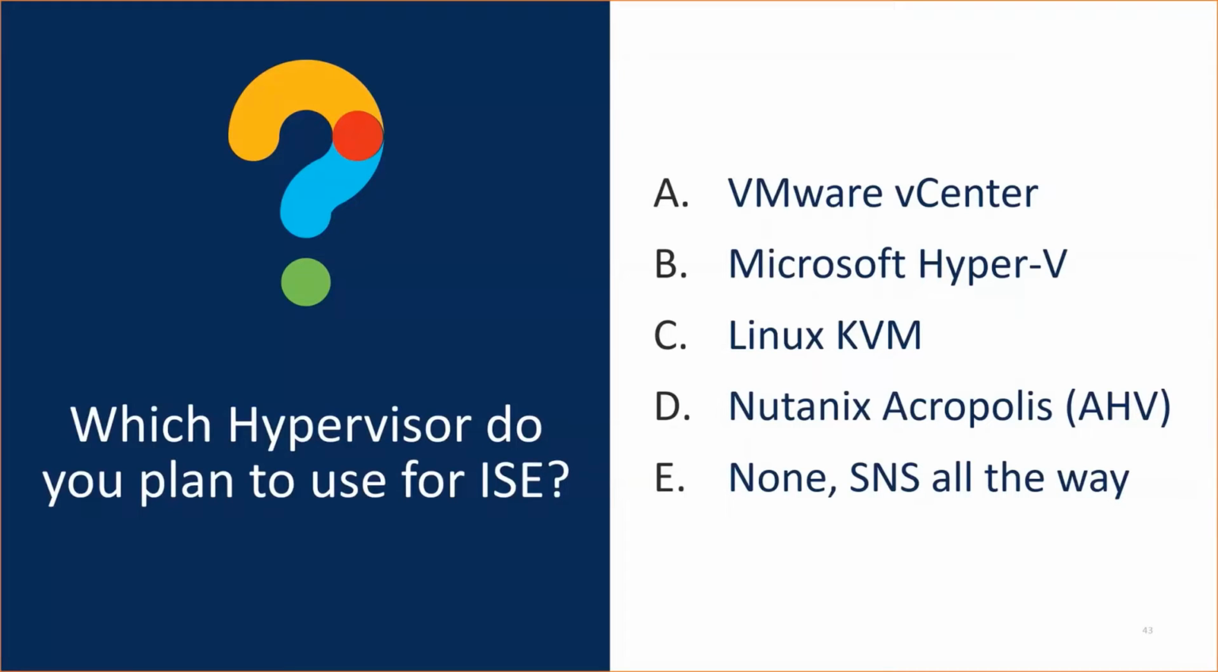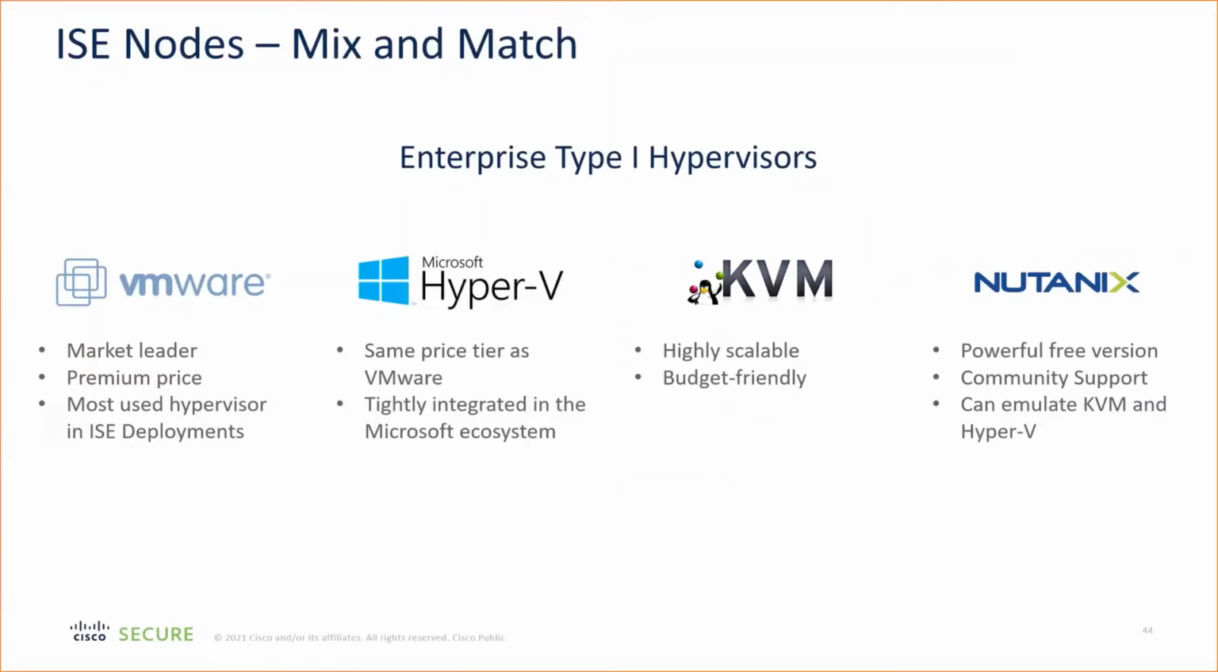So while you guys are answering that, I'm going to talk real quick about the hypervisors that we support. Now, these are type 1 hypervisors, and what that means is that a type 1 hypervisor is one that runs on a bare metal server, not over top an underlying operating system. So VMware is a premium product and is the market leader. It's the virtual platform onto which ISE is installed the most. Nutanix is a hypervisor for which we have received a lot of requests for support, and we've added that support with 3.0 and newer.